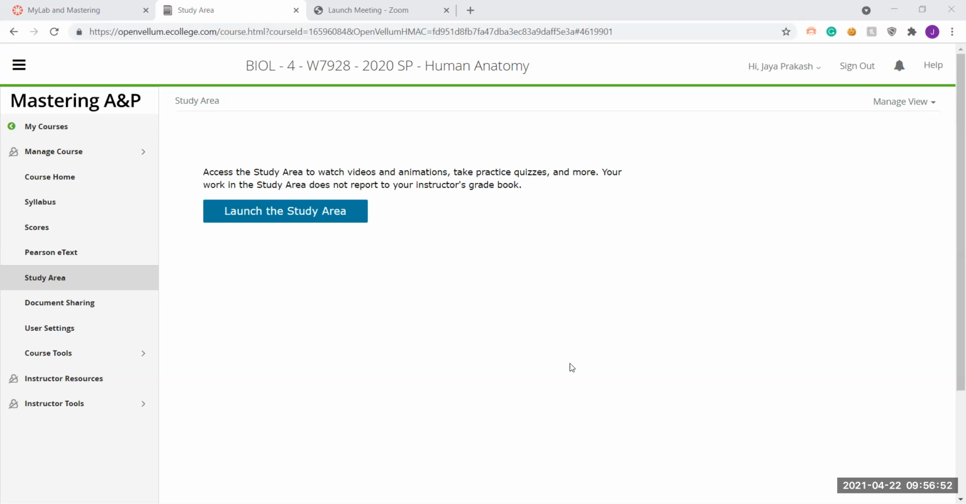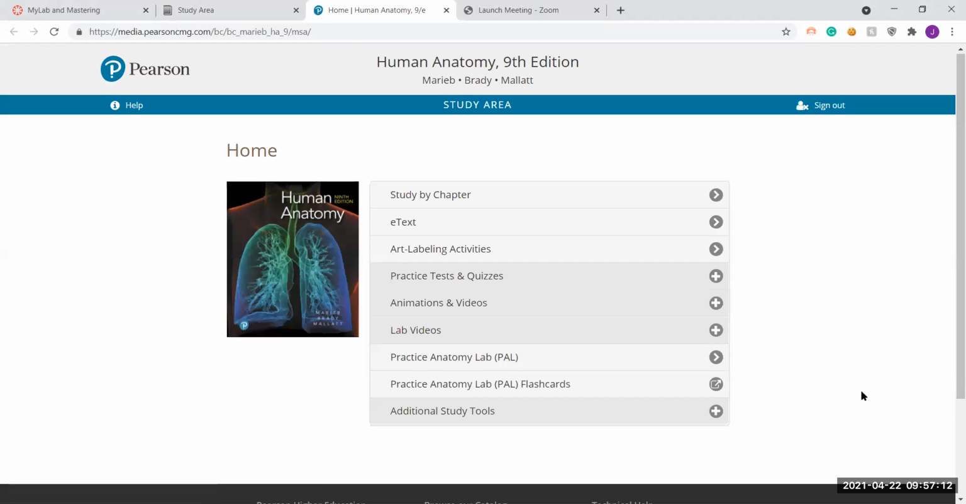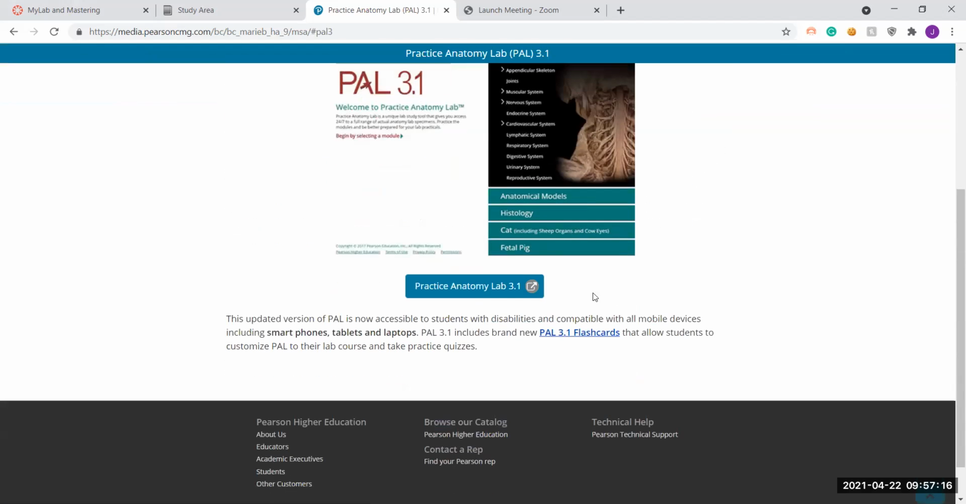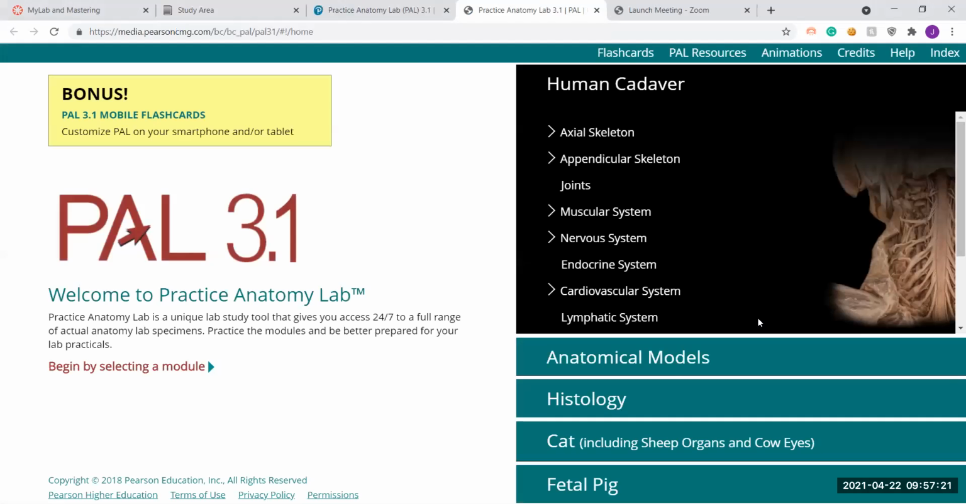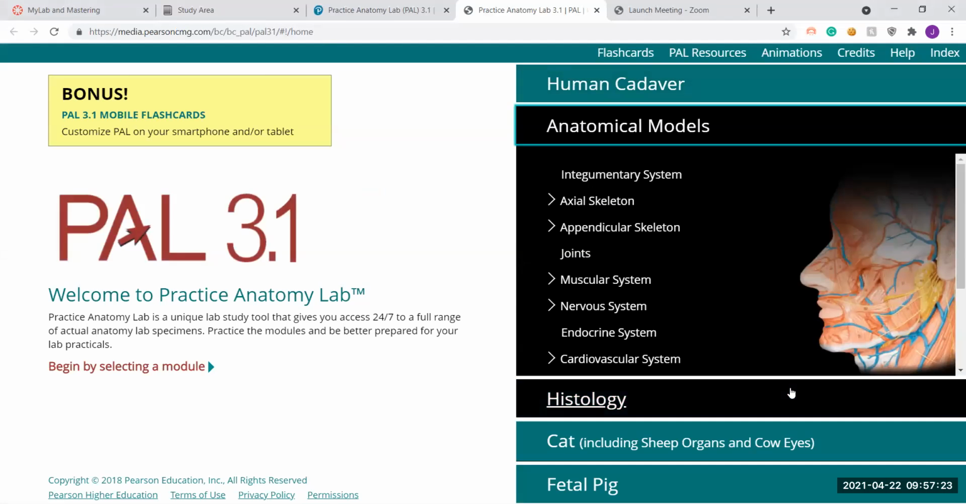So pretty much I will cover the models which we're going to use for the exam purpose in the lymphatic system and the respiratory system. So let's go to the study area of the Mastering A&P, and then I will go over Practice Anatomy Lab, Practice Anatomy Lab 3.1, Anatomical Models.